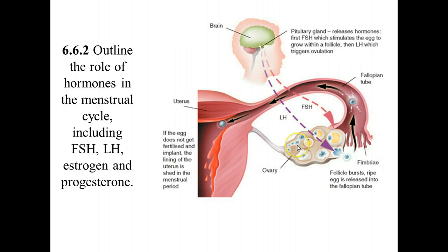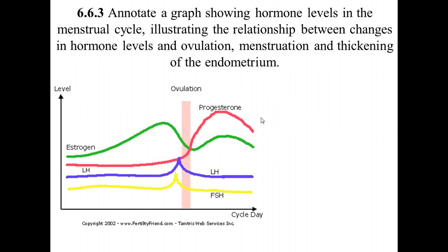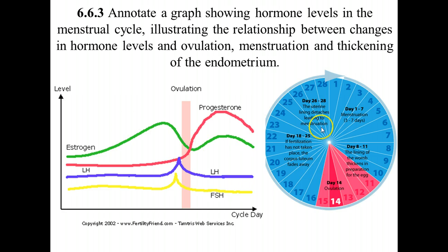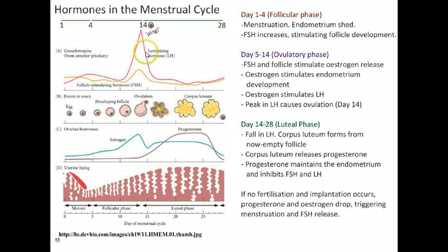And here's another diagram. By the way, these slides will be posted on Blackboard. You need to be able to annotate or add notes to a graph showing hormone levels in the menstrual cycle, illustrating the relationship between the changes in hormone levels and ovulation, menstruation, and thickening of the endometrial lining. So here's a diagram, but here's some good annotation.